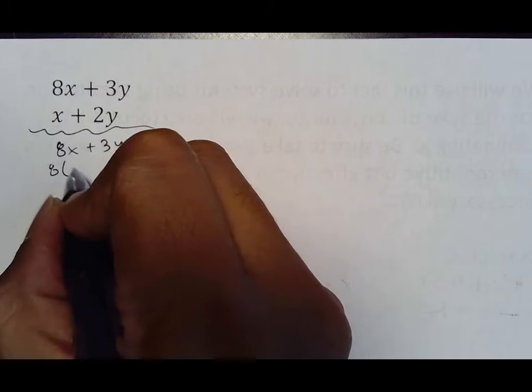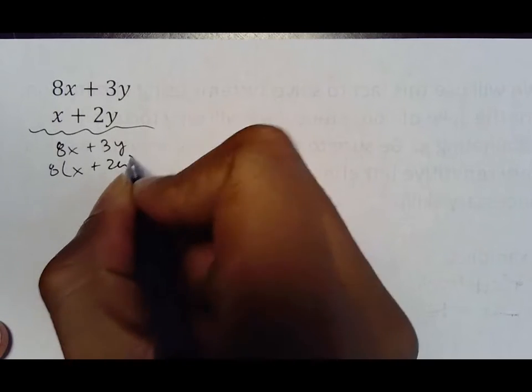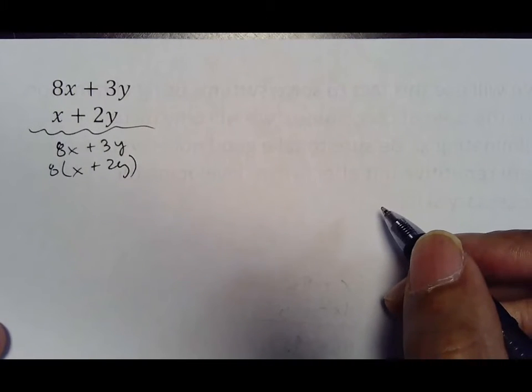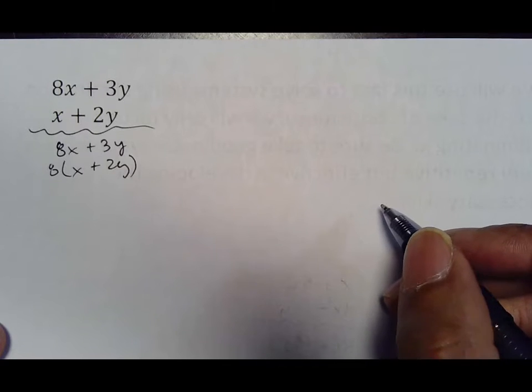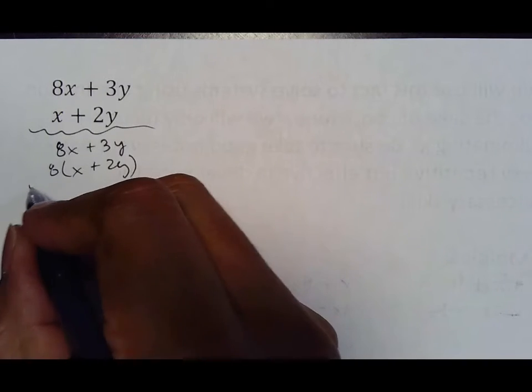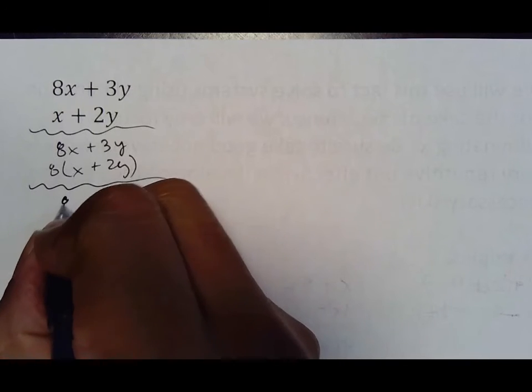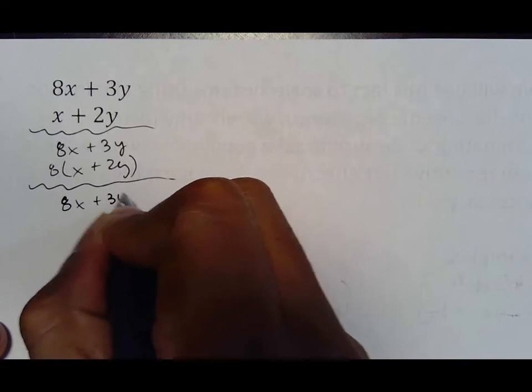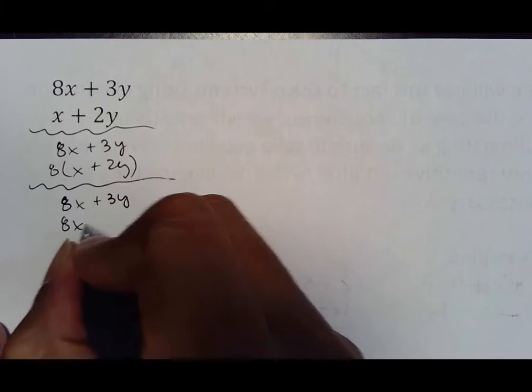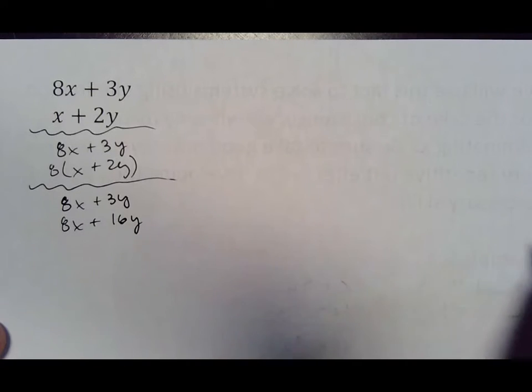So we put 8 parentheses x plus 2y, and I believe you have to put these in all your boxes if I programmed it right, which I'm pretty sure I did. I just did it a few weeks ago and I don't remember. From there, you leave the top alone because nothing changes, but you distribute the bottom. That becomes 8x plus 16y.